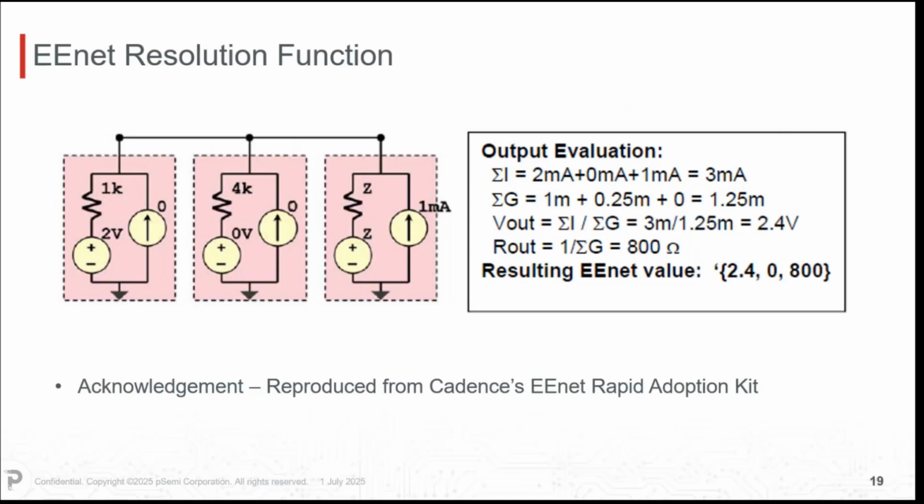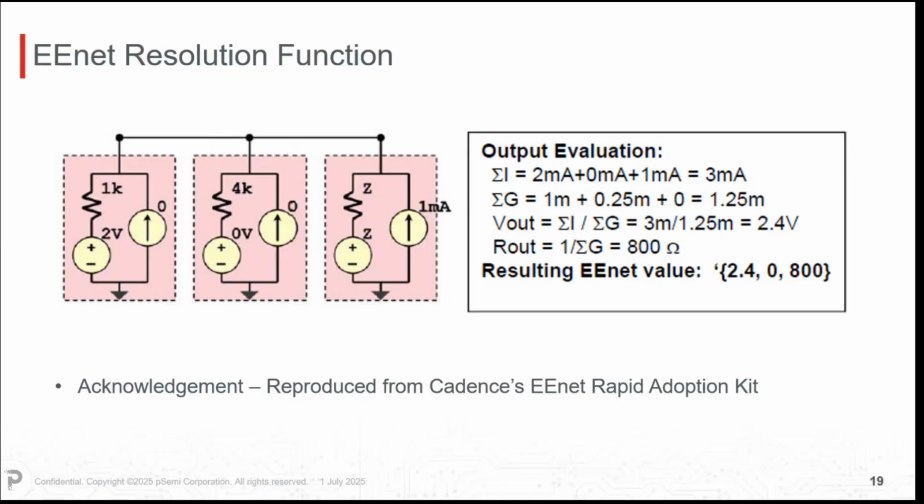Okay. For example, we might have this resolution function here. So imagine that we've got three of these EEnets connected to the same net. We might have a 2-volt source with a 1K series resistance, a 0 current, 4K resistance at 0 volts, and this one's got a 1 milliamp current, and that's an open on this side, so high impedance.